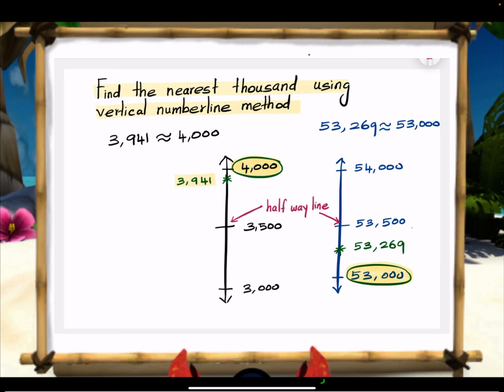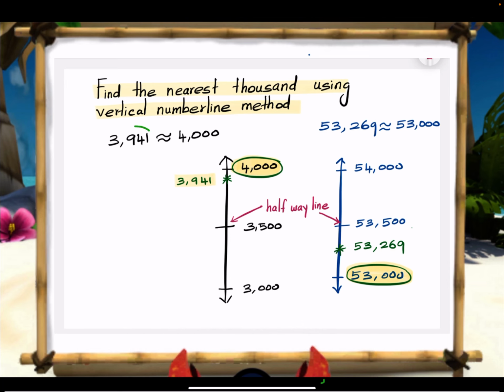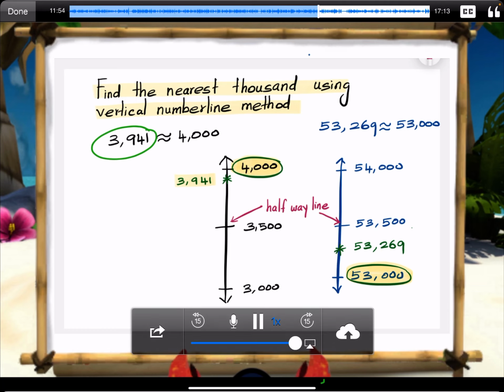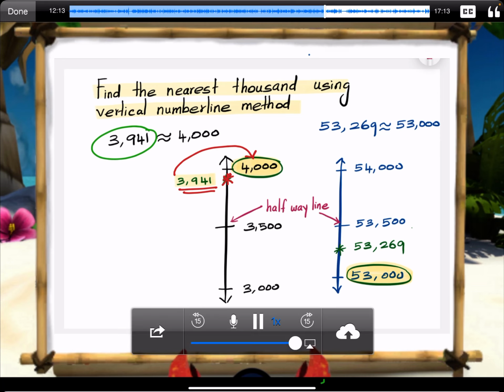After marking the middle value, now it's time to plot the number 3,941. We know that the 3,941 comes between 3,500 and 4,000, just below 4,000. So I have marked the point here for the number 3,941. So obviously we know that this number is closer to 4,000. So that is how we find to which thousand the number is closer to.